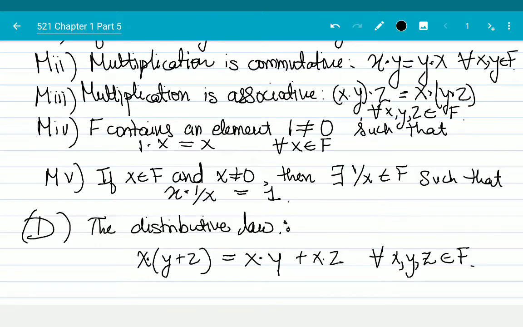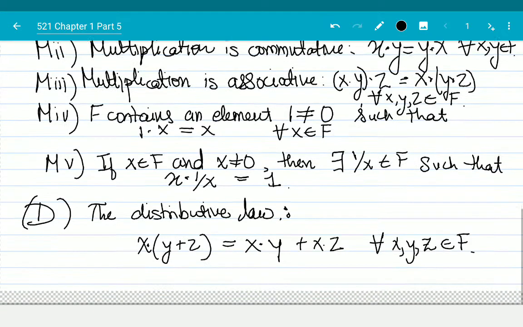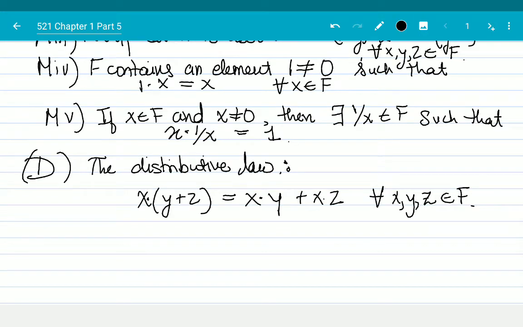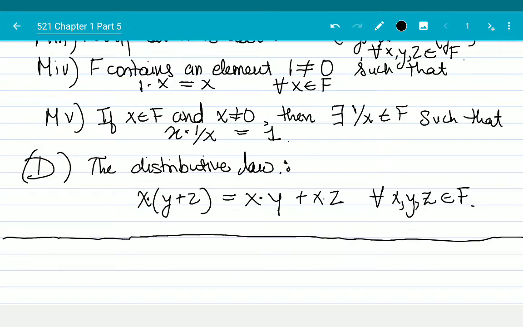Okay? We do not need the other way around. We do not need x plus y times z to distribute. Only one of them has to distribute over the other. So this is slightly different from union and intersection, for which the distributive law holds for both operations. Here the distributive law only holds for multiplication distributing over addition. Okay?